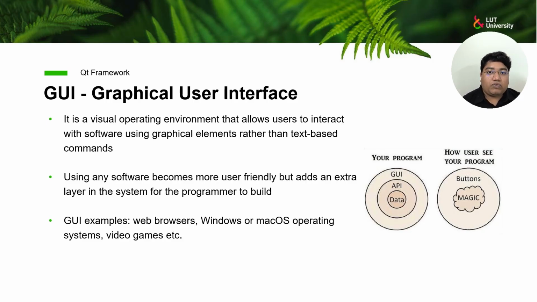A GUI makes software much easier to understand. Instead of remembering the commands, users simply click on buttons or the menu options or however the software is designed. But of course, for us programmers, building graphical interfaces adds another layer of complexity. Instead of just focusing on the logic of the application, we now have to build whatever the user is going to interact with on the screen. Fortunately, we don't have to build all of that from scratch. That's why frameworks like Qt exist.